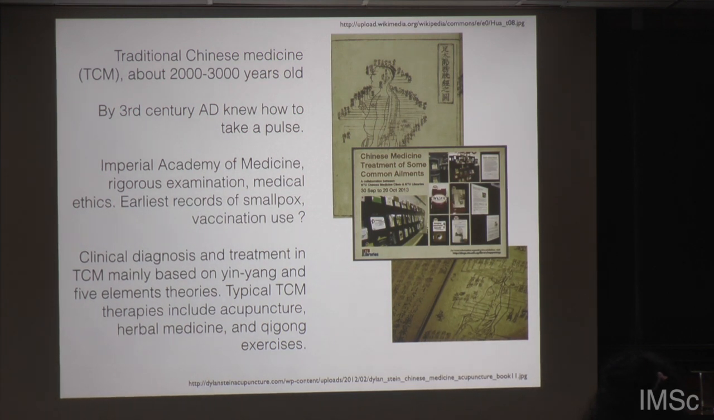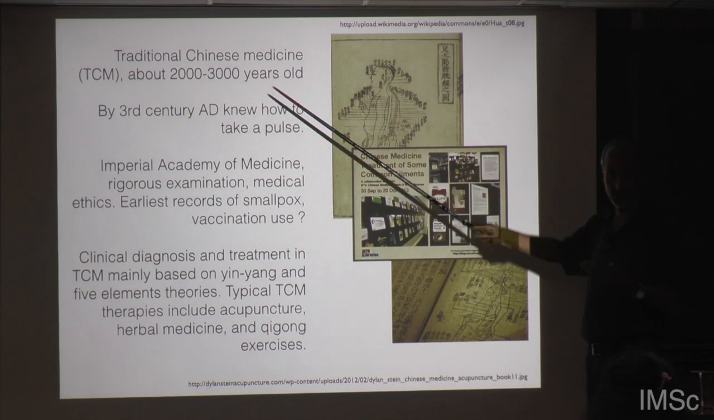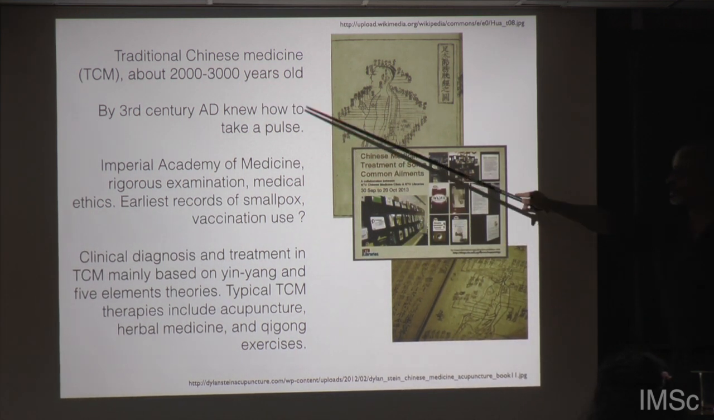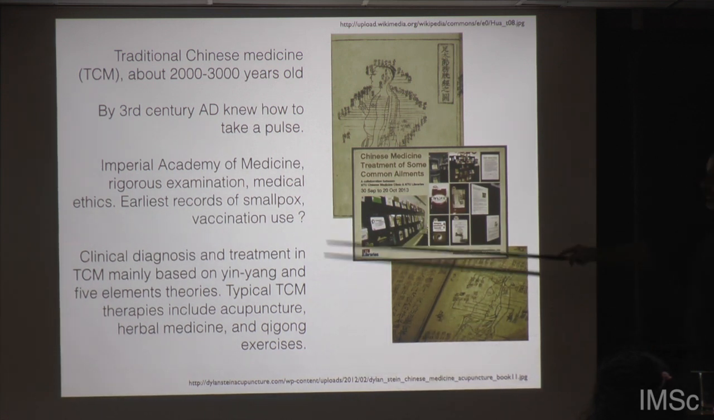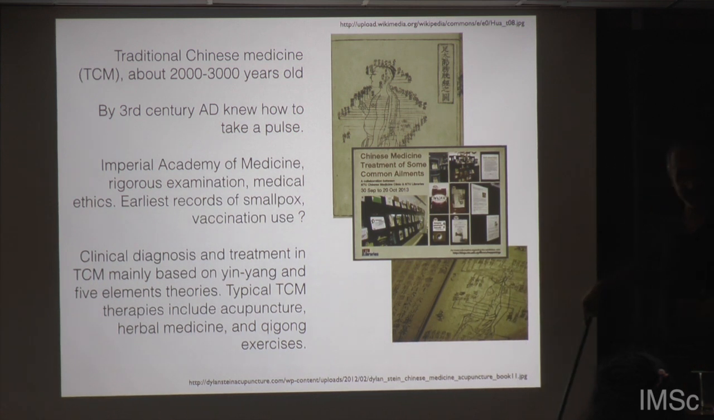There are other schools of medicine. For example, traditional Chinese medicine is again about 2,000 to 3,000 years old. It's contemporaneous with Indian schools of medicine. Long ago, they knew how to take a pulse. They had medical schools right at that time, and going way back, I'm sure it was as hard to get into them then as it is now.